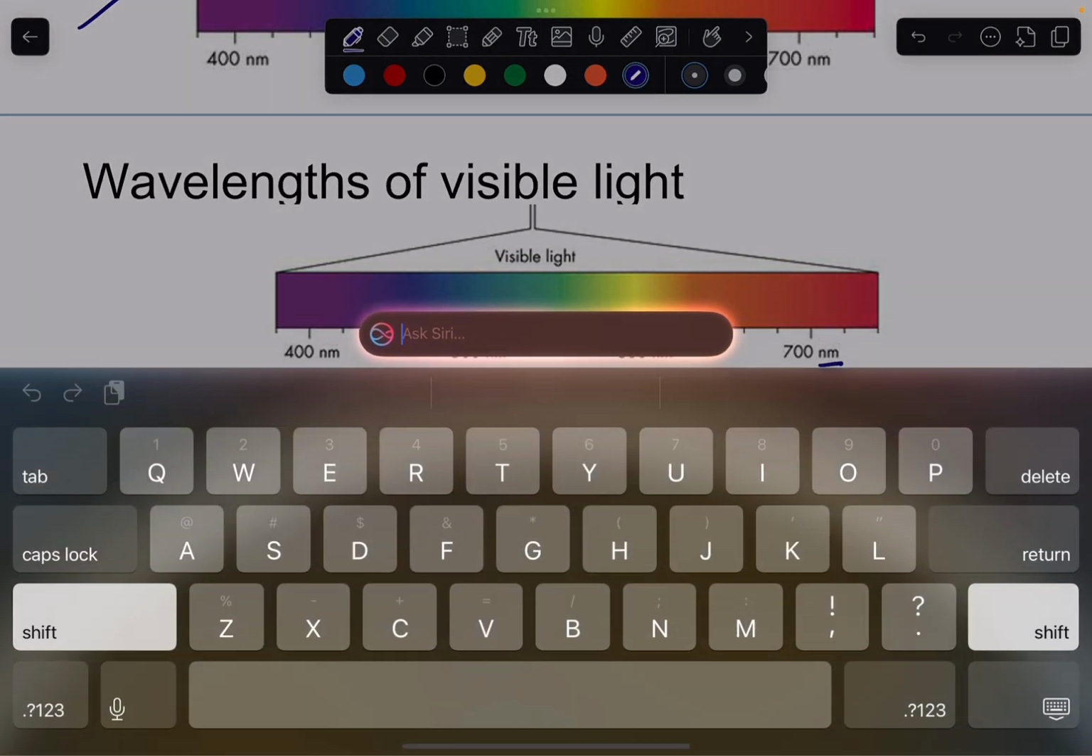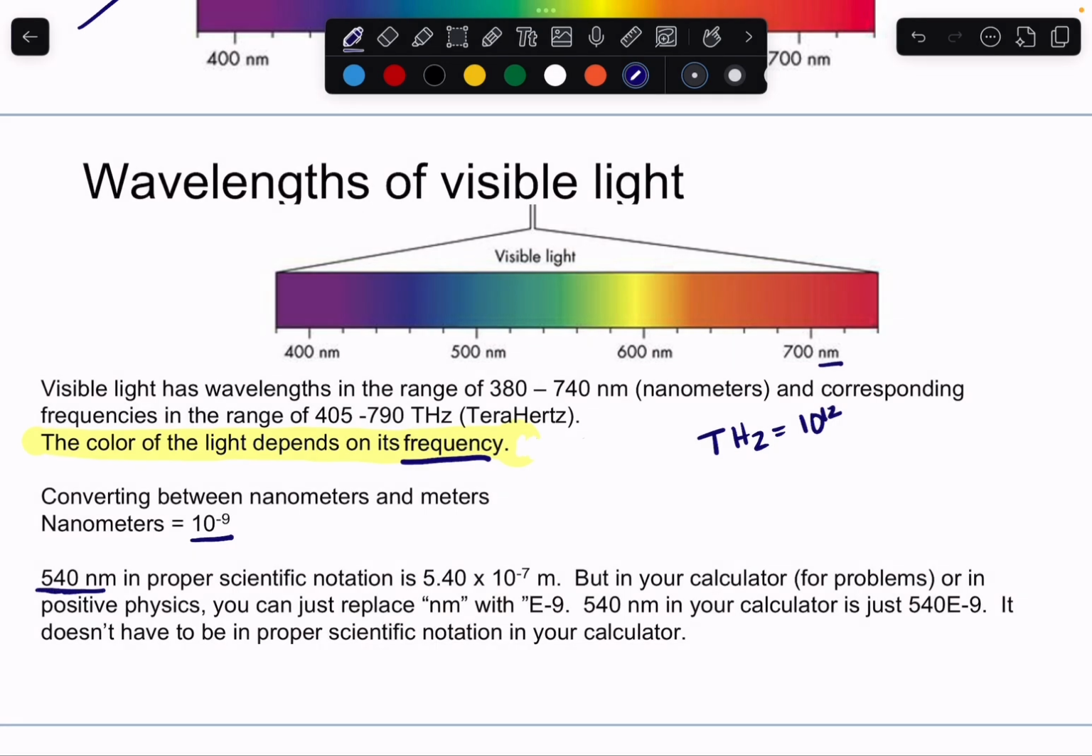If you have 540 nanometers and you are working with that in your calculator, it's not in proper scientific notation, but that's okay. All you're going to do is replace nanometers with e negative 9, times 10 to the negative 9. So if you have 540 nanometers, you would just put 540 e negative 9 in your calculator. You have to remember to do the e negative 9 to convert it to meters, but it doesn't have to be in proper scientific notation. However, proper scientific notation would be 5.4 times 10 to the negative 7th meters.